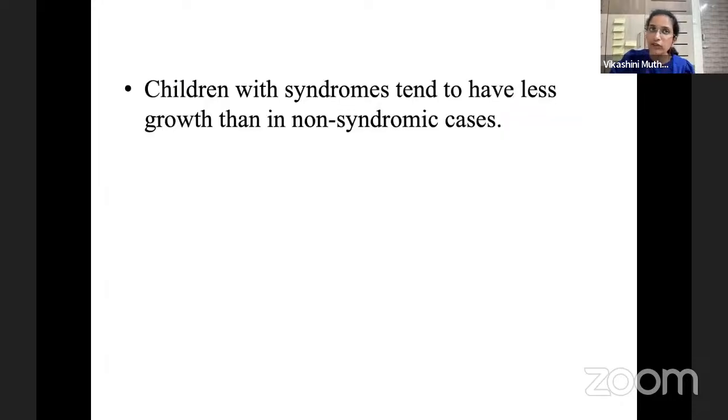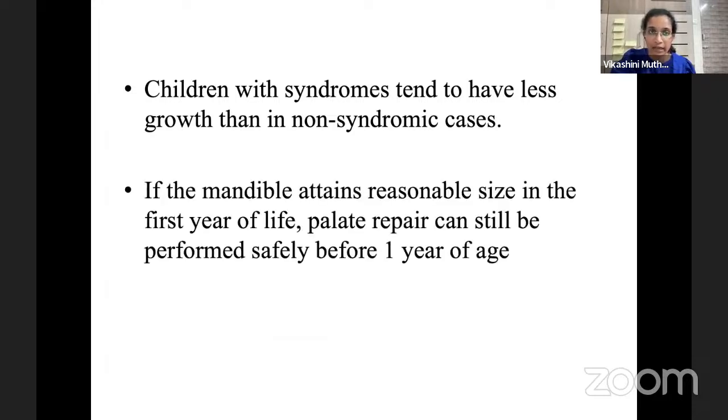And especially, you cannot wait for all the patients. If the patient is associated with syndromes, then in such babies the mandible has less tendency to grow. So only for those who are not associated with syndromes, that is non-syndromic cases, can you wait for the mandible to grow. You can anticipate it. And if the mandible attains a reasonable size in the first year, then palate repair, if present, can be addressed safely before 1 year of age.